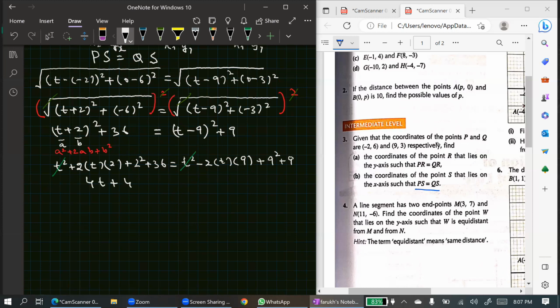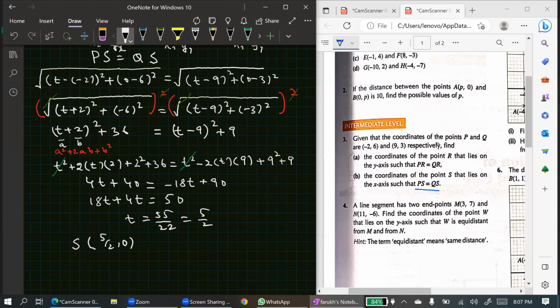4t plus 40 is equal to minus 18t plus 90. 18t plus 4t is equal to 50. T is equal to 50 over 22 is equal to 25 over 11. So the coordinates of S are 5 by 2 comma 0. Any question about this? No.